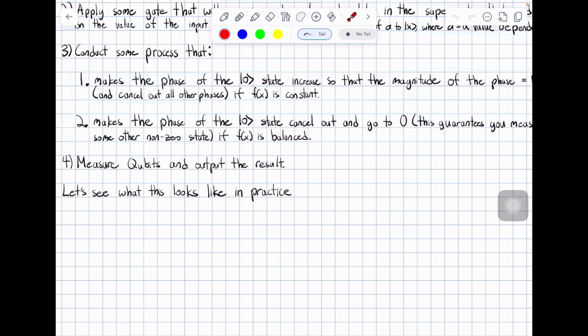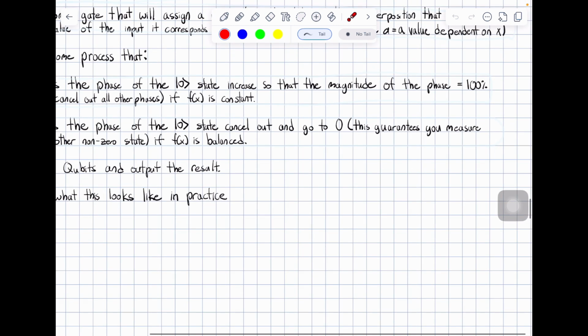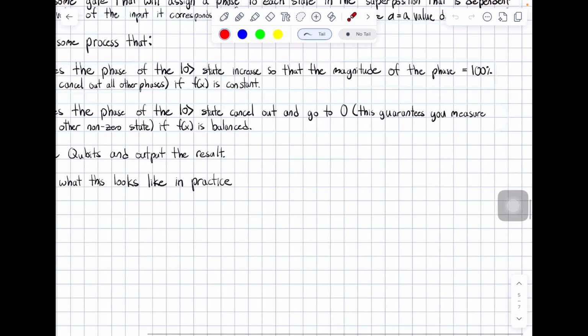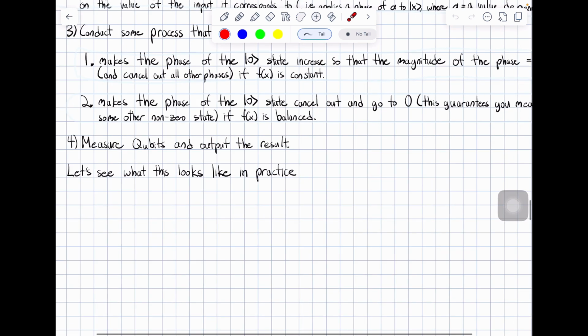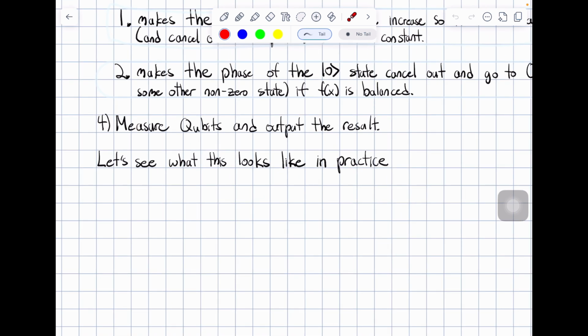And 2, make the phase of the 0 state cancel out and go to 0 if f of x is balanced, right? If the probability that you're going to measure the 0 state becomes 0, then you're basically guaranteed to measure any other state, right? Which is exactly what we want if f of x turns out to be balanced. The last part of this process would be just to measure the qubits and output the result. And let's actually see what this looks like in practice in our Jupyter notebook.